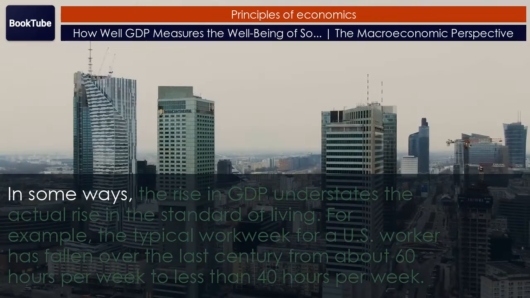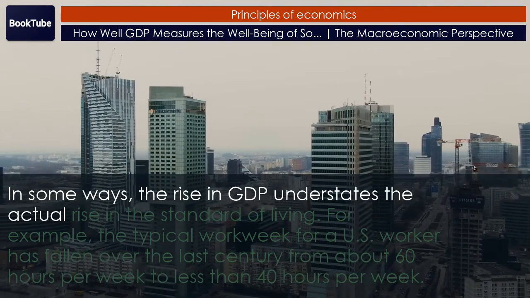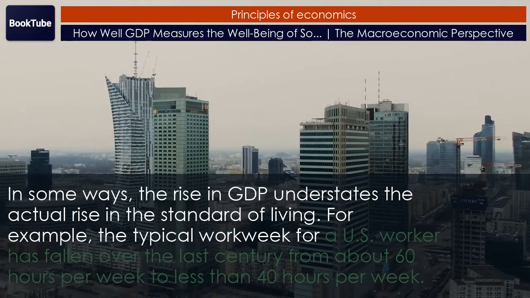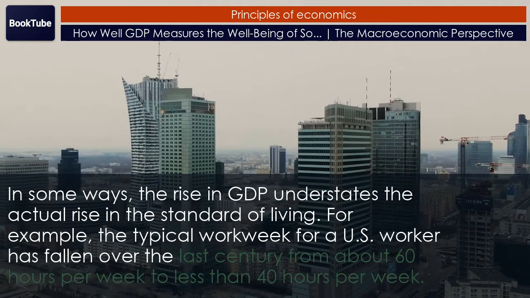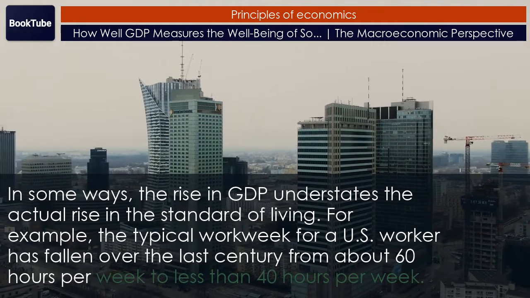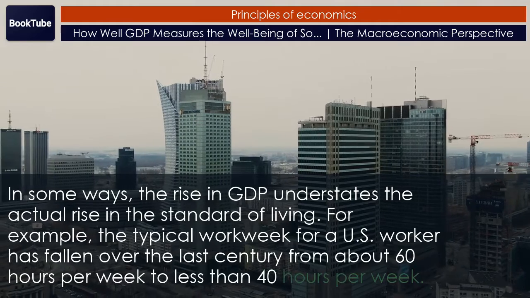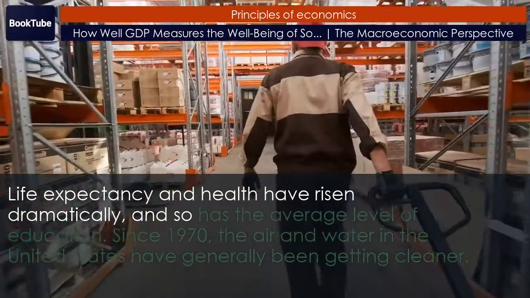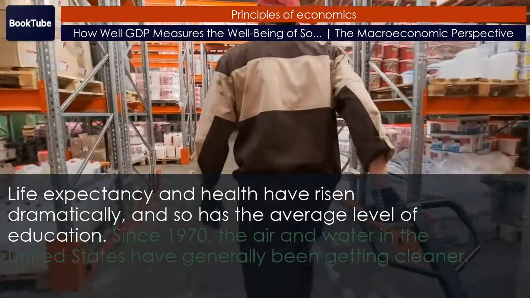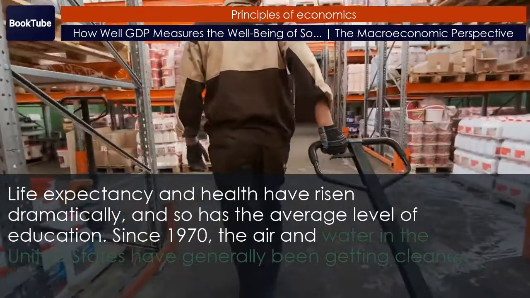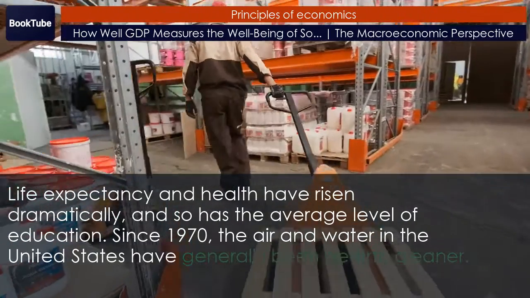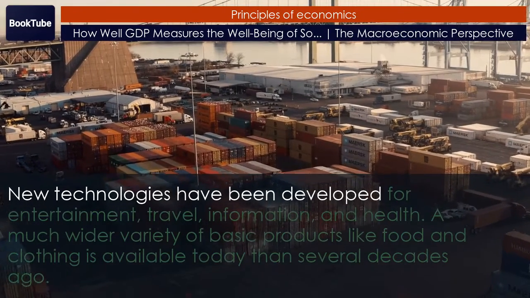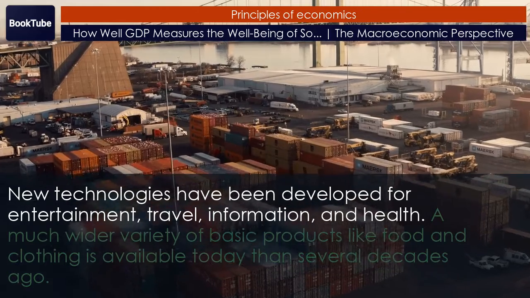In some ways, the rise in GDP understates the actual rise in the standard of living. For example, the typical workweek for a U.S. worker has fallen over the last century from about 60 hours per week to less than 40 hours per week. Life expectancy and health have risen dramatically, and so has the average level of education. Since 1970, the air and water in the United States have generally been getting cleaner. New technologies have been developed for entertainment, travel, information, and health.